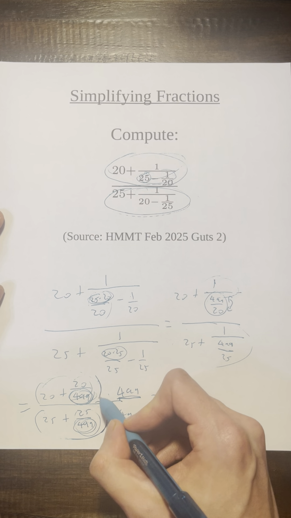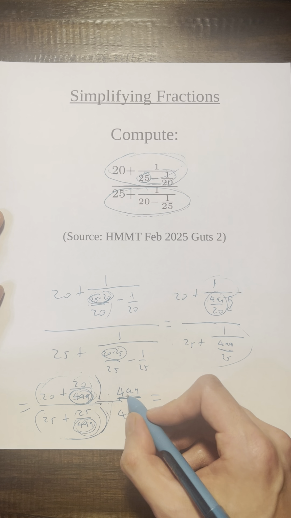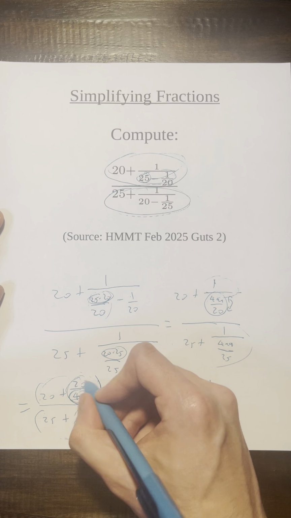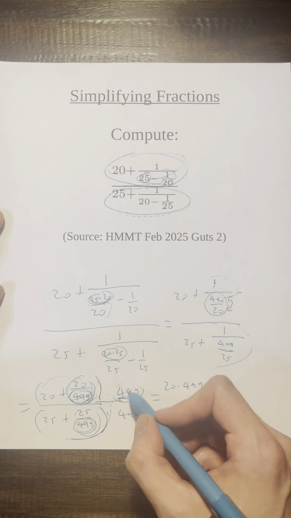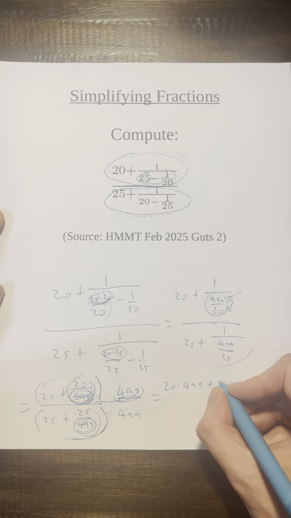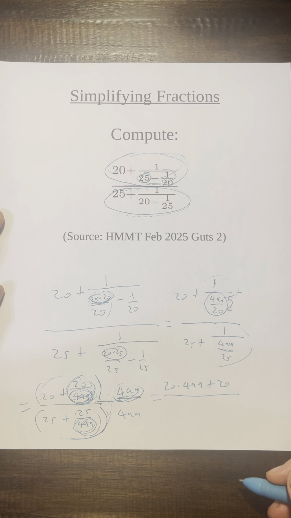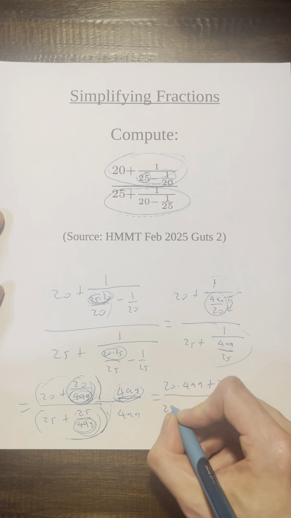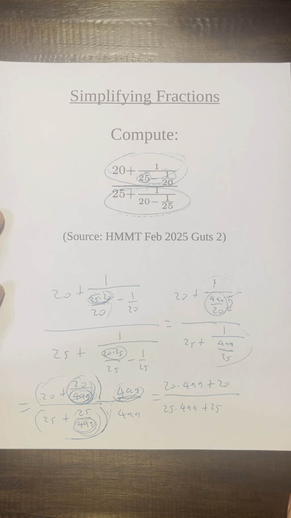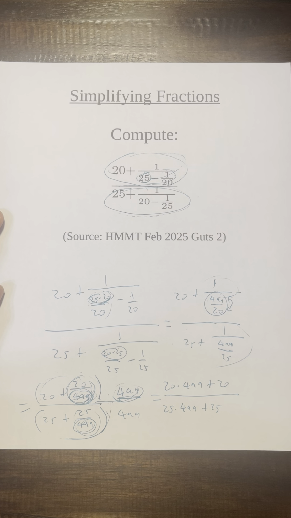Okay, so to get rid of the parentheses, what do we do? So it's going to be 20 times 499 plus this times this. And what's this times this? Well, these are going to go away, so it's just going to be 20. I'll give you a second to repeat my steps on the bottom. So it's going to be 25 times 499 plus 25. Okay, this is even simpler because we don't have any fractions anymore in the numerator or the denominator.